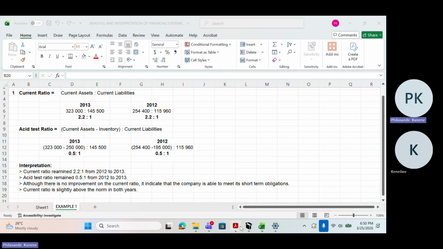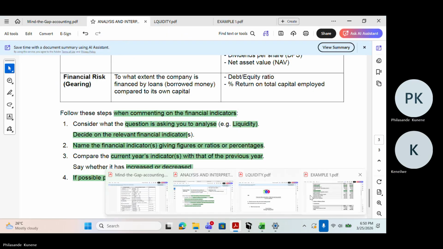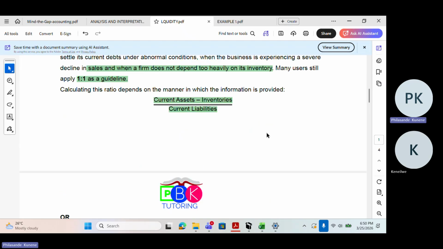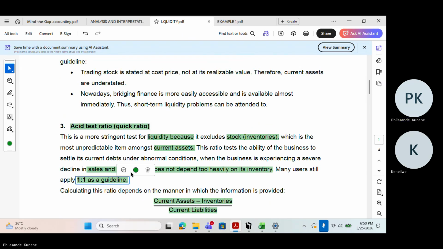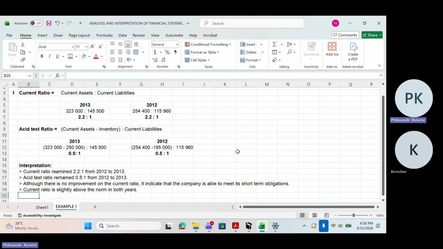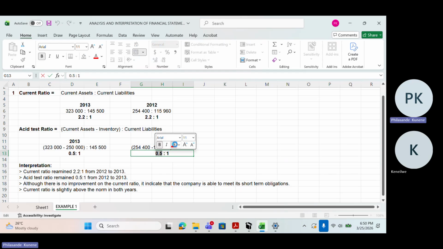Does it say that, Kinelwe? Let's go and check. Acid test ratio, what does the norm say? Oh, 1:1. So that makes more sense. So is this one in line with the norm? No, it's below the norm. And you won't be able to meet your short-term obligations. Exactly, because it says I only have 50 cents for every 1 rand that I'm owing. I'm only having 50 cents to pay, which means I am 50 cents short.